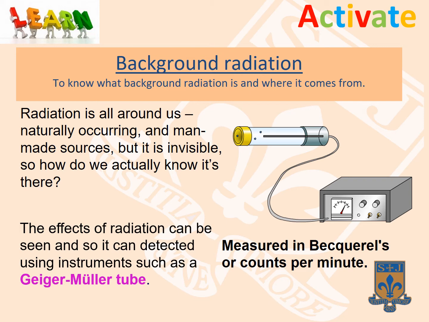But there is a safe limit of radiation that the body can be exposed to. And we measure this radiation using something called a Geiger-Müller tube. And we measure it in becquerels or counts per minute using this instrument. All of the things that emit background radiation fall within a safe dose level, which means that they will not cause any potential harm to the human body.